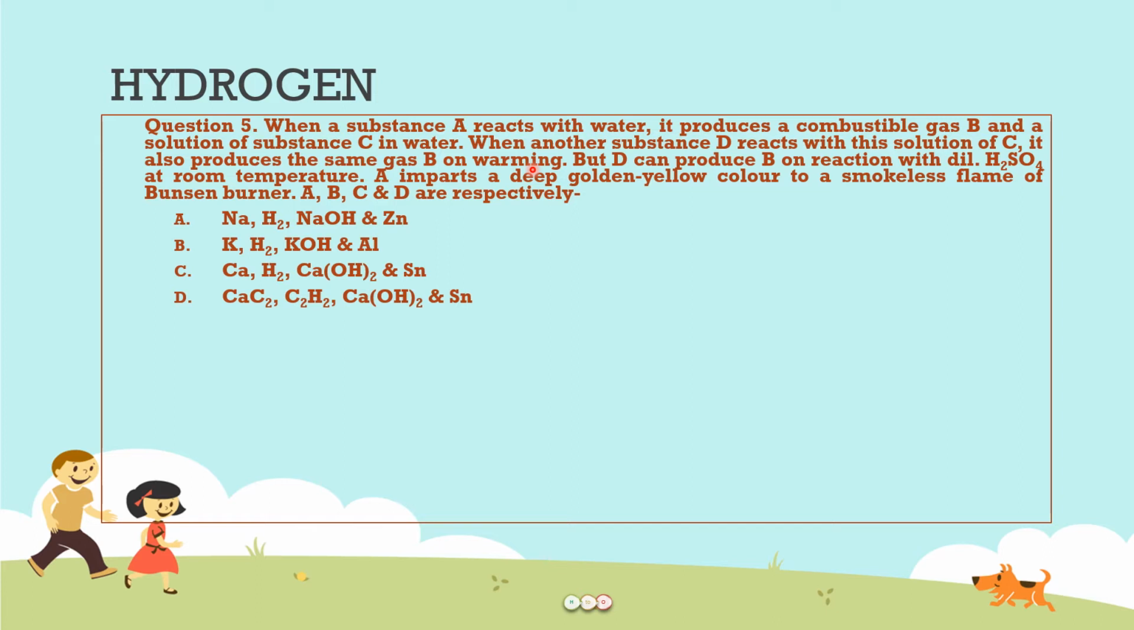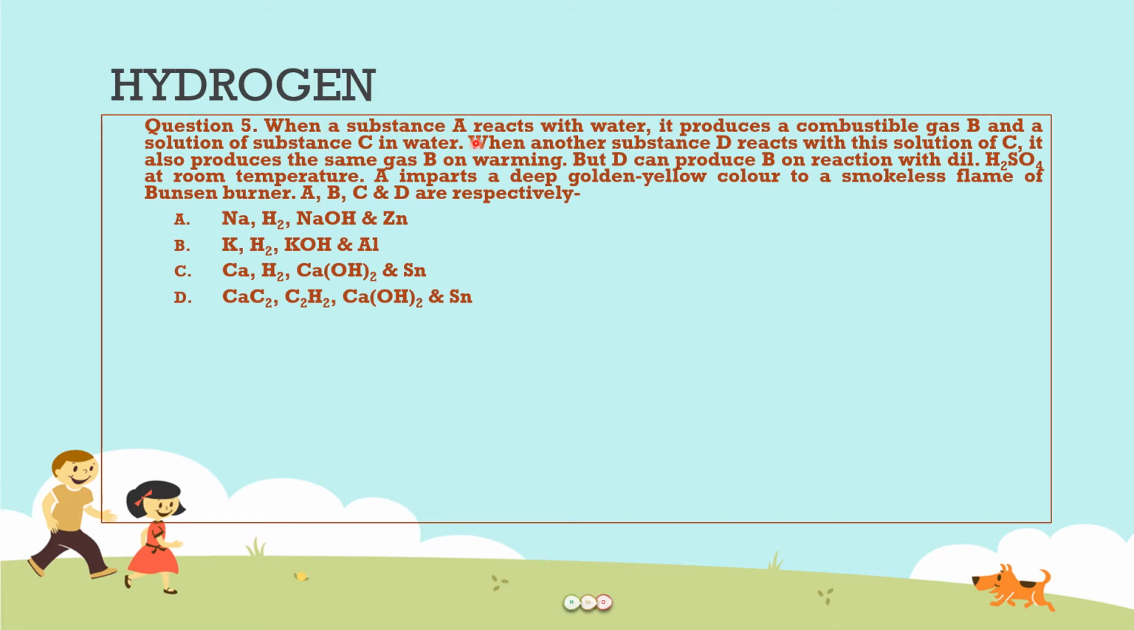And once you have learned that, you will remember that golden yellow color is imparted by sodium. So sodium is only in one choice, so obviously the correct answer will be A. Potassium will impart a violet color and calcium will impart a brick red color to the flame. So we will get the answer with just this part of the question, but we will also check the rest of the reactions.